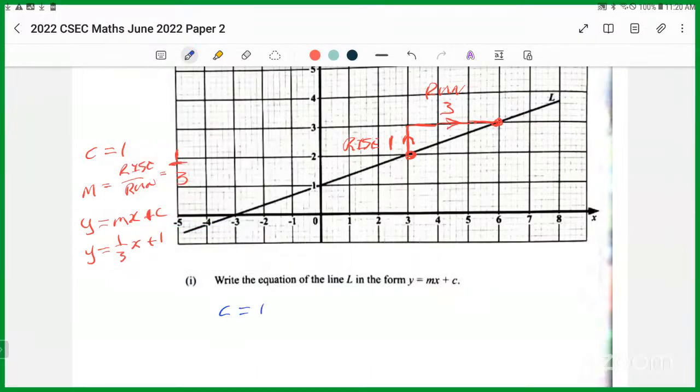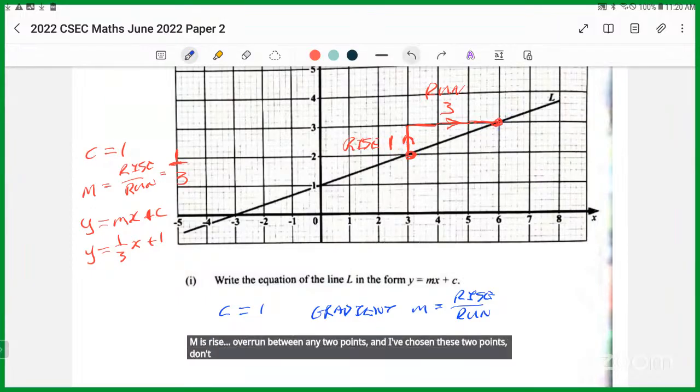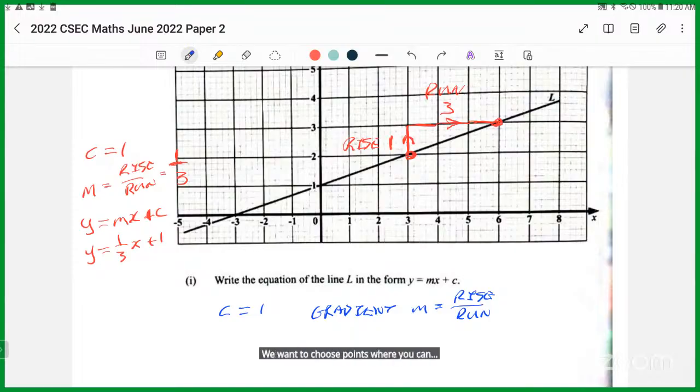And the gradient m is rise over run between any 2 points, and I've chosen these 2 points. They don't have to be these two. Any 2 points you choose, you want to choose points where you can count exactly, precisely, accurately the rise and the run. And in this case, it is rise 1 over run 3. And you put the c and the m in this equation, y equals mx plus c.